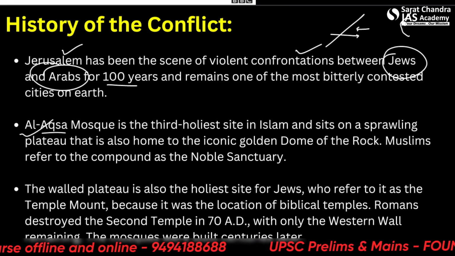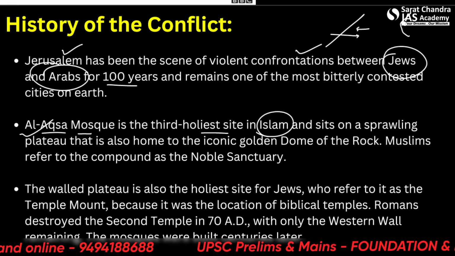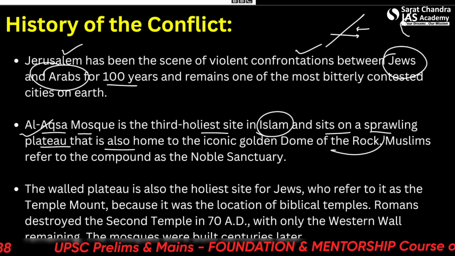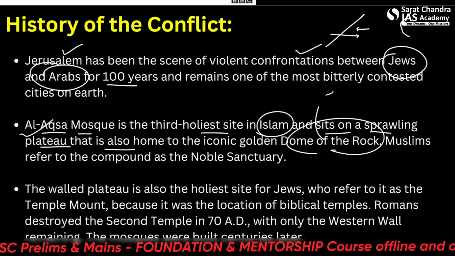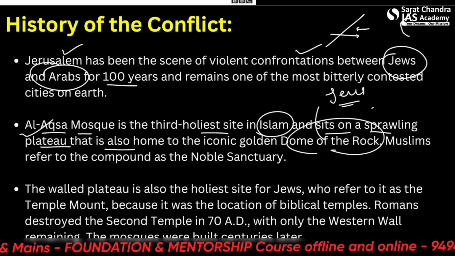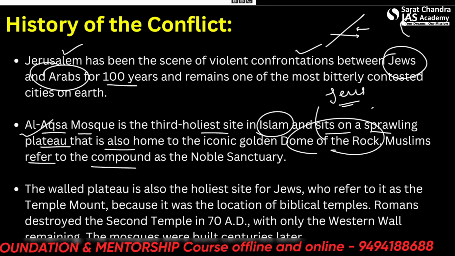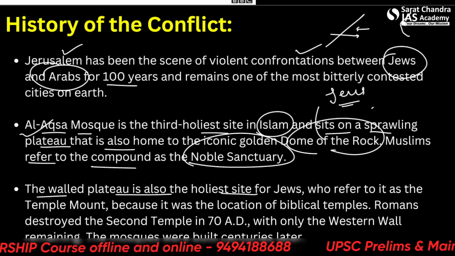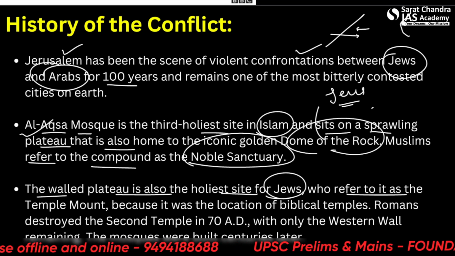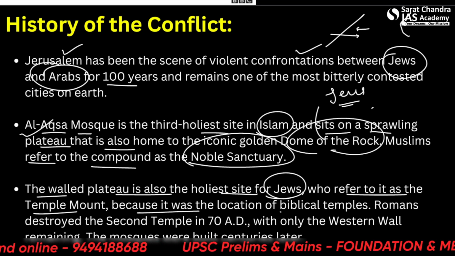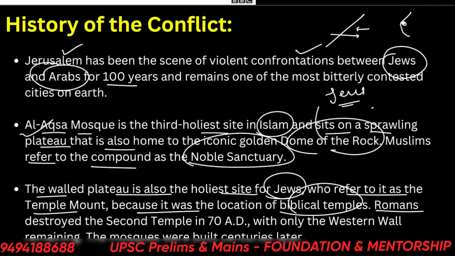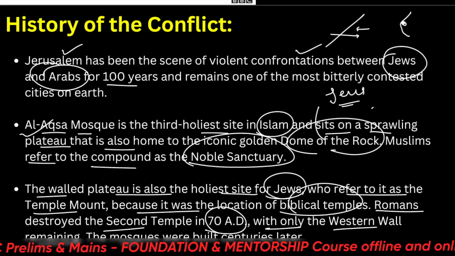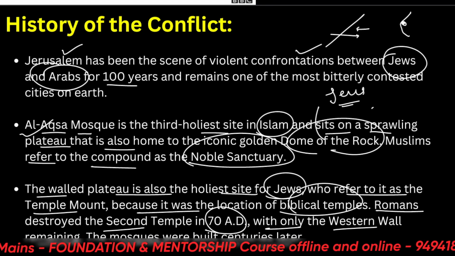So Al-Aqsa Mosque is the third holiest site in Islam and sits on a sprawling plateau that is also home to the iconic Golden Dome of the Rock, which is worshipped by the Jews. So Muslims refer to the compound as the Noble Sanctuary. The walled plateau is also the holiest site for Jews, who refer to it as the Temple Mount, because it was the location of biblical temples. Romans destroyed the second temple in 70 AD, with only the western wall remaining. The mosque was built centuries later.